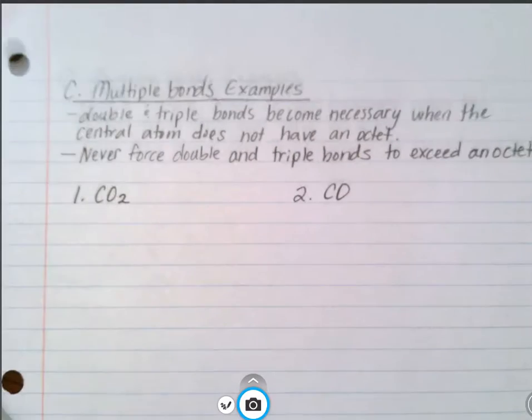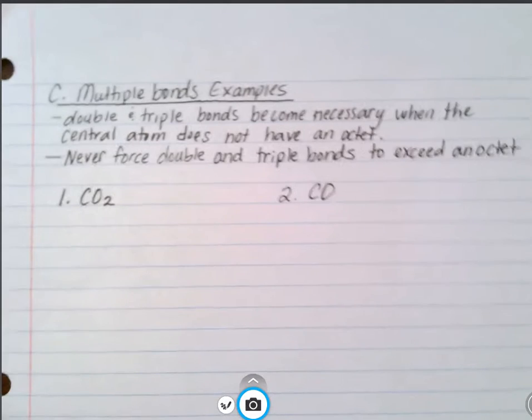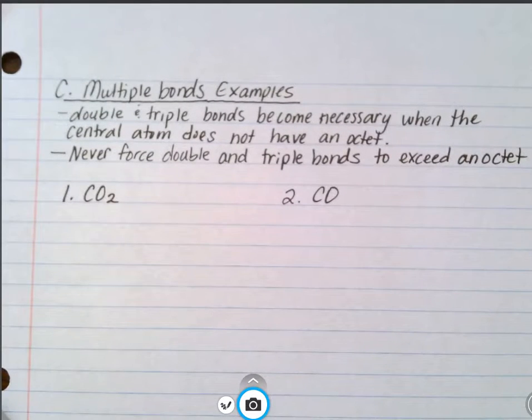Sometimes it's not enough to have just single bonds. We have multiple bonds. It says double and triple bonds become necessary when the central atom does not have an octet. They also go on to say never force double and triple bonds to exceed an octet. Once you get your octet, I'd like you to finish. Just stop. Okay, all right, so here we go.